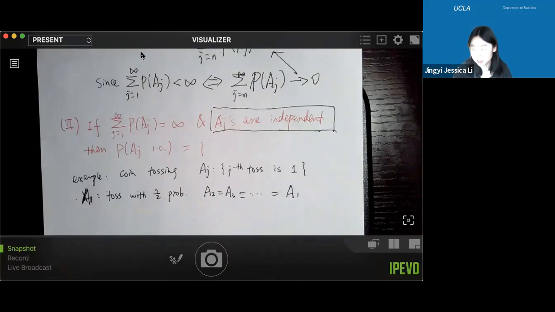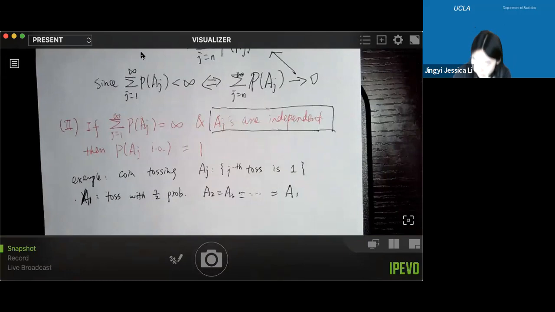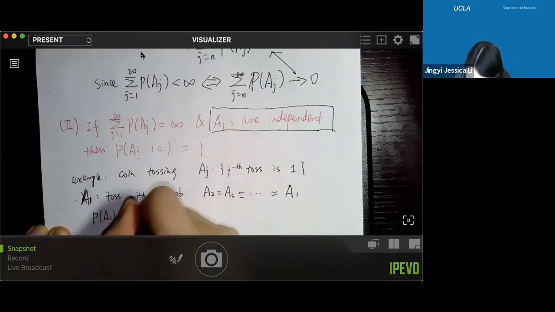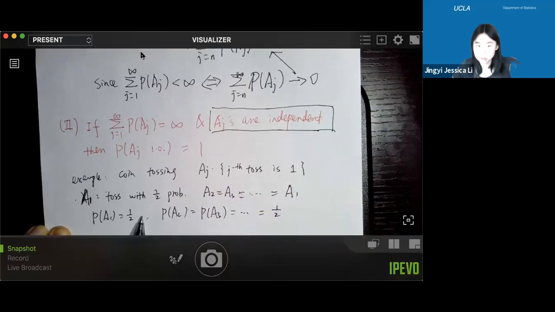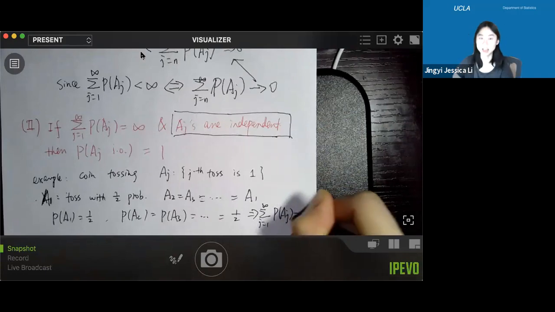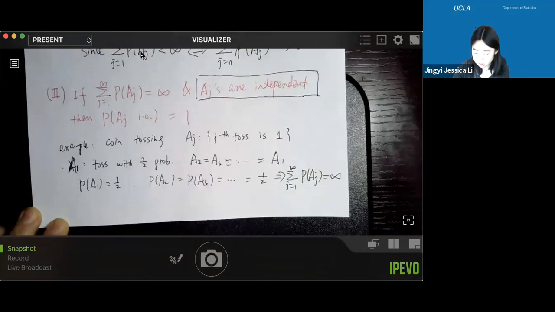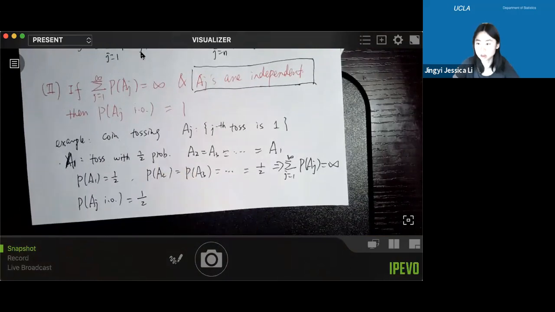So in that case, what is the probability that A_j occurs infinitely often? Here P(A_1) is 1/2, P(A_2), P(A_3), these are all equal to 1/2. So the first condition, the sum, is still infinity. However, when they're totally dependent, the probability that A_j happens infinitely often is just 1/2. It depends on whether my first toss is tail or head. When it's head, it's all head, so infinitely often. When it's tail, they're all tail, so there's no head event. So it's either infinitely often or not, and that totally depends on my first toss.